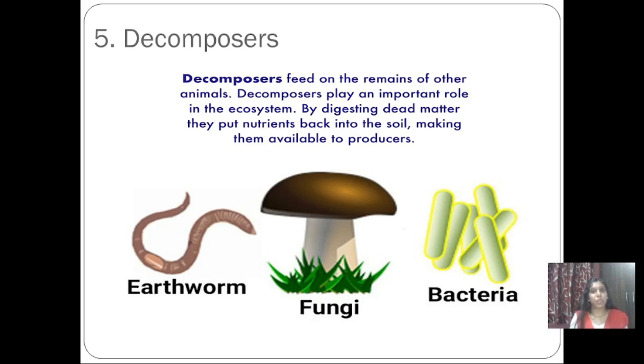These decomposers play a very important role in our ecosystem. By digesting the dead matter, they put back the nutrients in the soil. And these nutrients help the soil and the plants, and we make them available for the producers, like plants, and for everything. So decomposers are a very important part of our ecosystem.